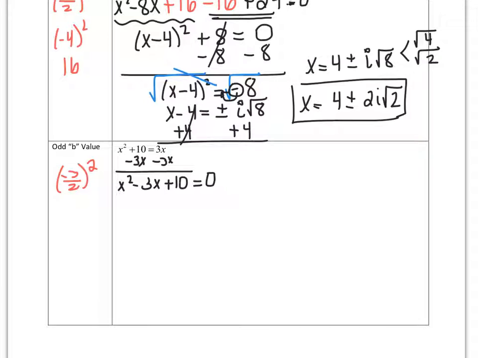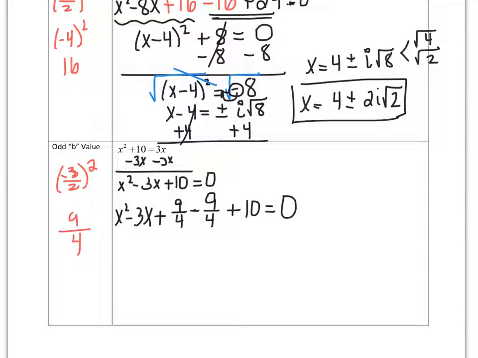So when we take negative 3 over 2 and square it, we're going to square the top and then square the bottom. So negative 3 squared is positive 9. And then when I do the bottom, 2 squared, that gives me 4. So we're going to add that number to both sides and then subtract it. So what we're going to do is we're going to say, okay, x squared minus 3x plus 9 over 4 minus 9 over 4. So we added it in, then we subtract it. That's my 0. Then we have my 10 and equals 0.